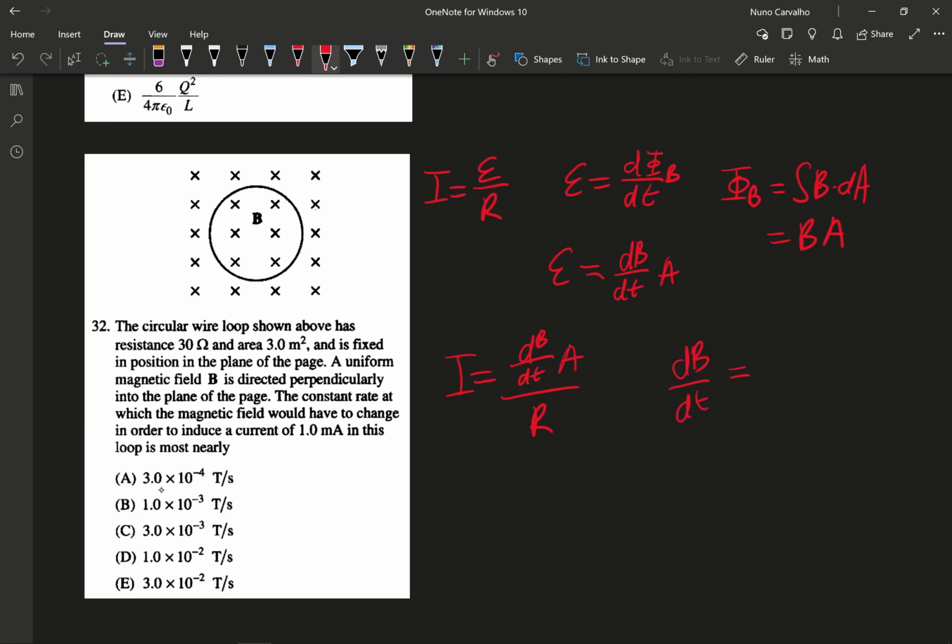And what you'll get is that dB over dt is going to be given by IR over A, and we can now plug in: current is going to be 1 milliamp, resistance is going to be 30 ohms, and area is going to be 3 meters squared. What you'll get is that the magnetic field must be changing at a rate of 1.0 times 10 to the negative 2 teslas per second, so the correct answer is D.